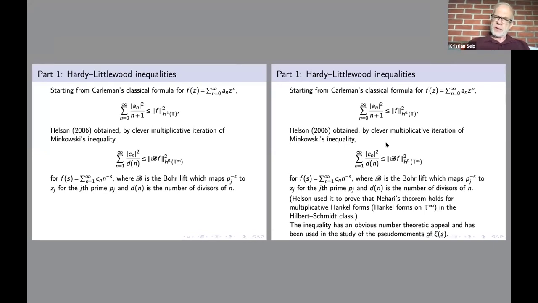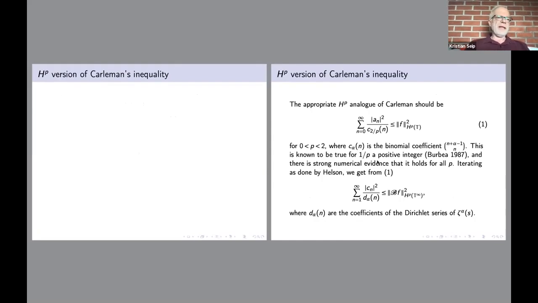So this has, as I said, an obvious number theoretic appeal, and such inequalities have been used to study the so-called pseudo-moments of the Riemann zeta function. So there are also number theoretic applications of inequalities like this. And then comes a very natural question, which is to ask what happens if you instead go to HP. So instead of having the H1 norm on the right-hand side, you have HP.